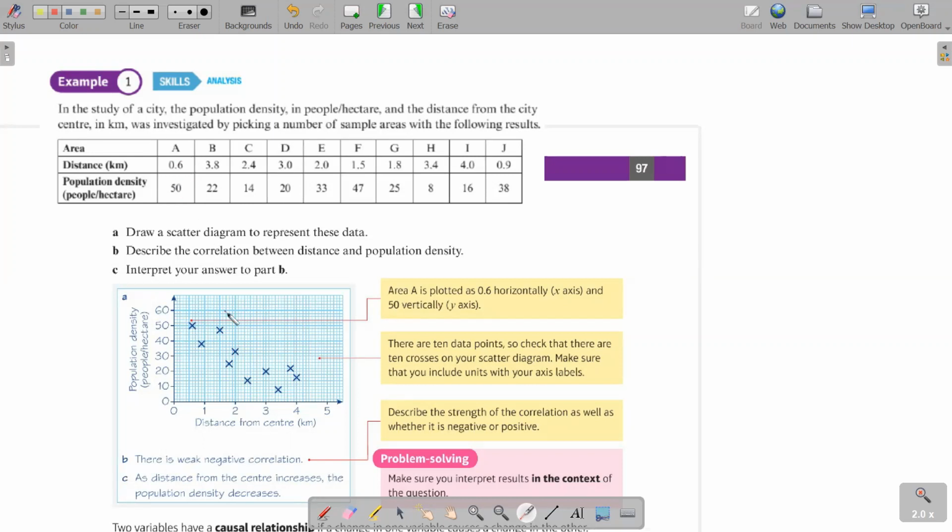So distance 0.6, 50. I think you can see this is the first point. Can you see? The first point corresponds to this. And 3.8, 22 is over here. That is this one. It's a very simple graph. The next point, just to show you, is 2.4, 14. So that's this one. Can you see?